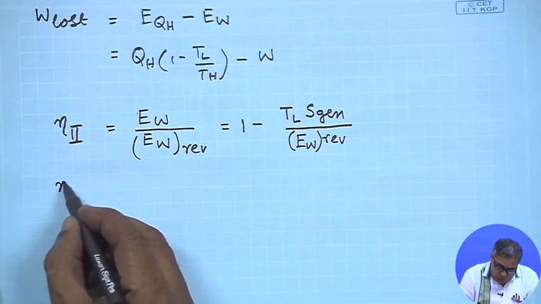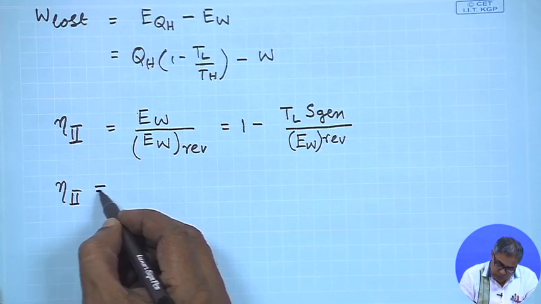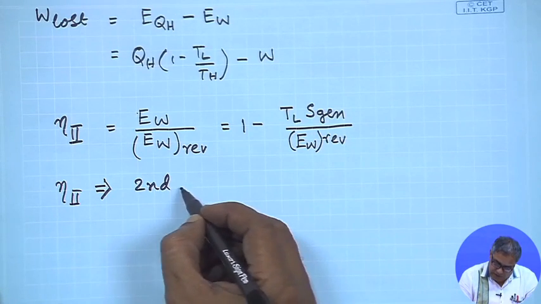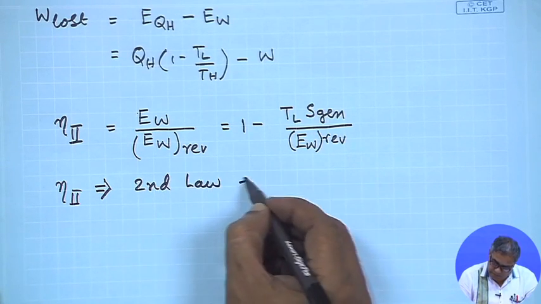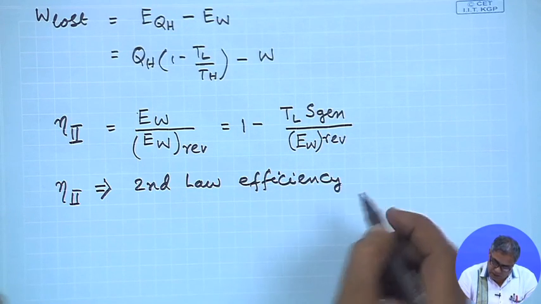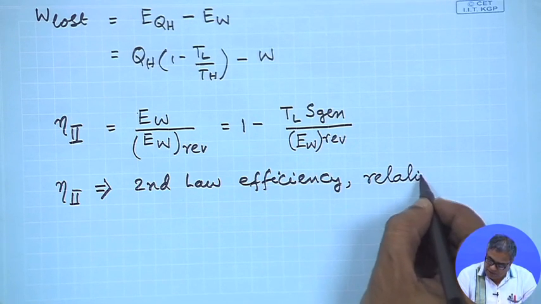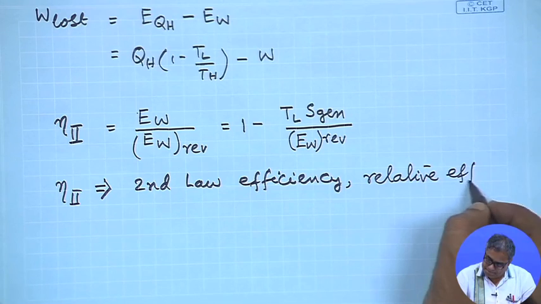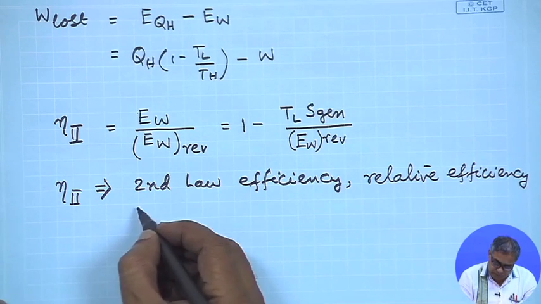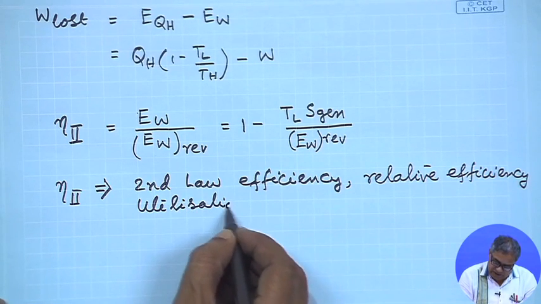So, eta 2, that is the second law efficiency, some people also call it relative efficiency or utilization factor.